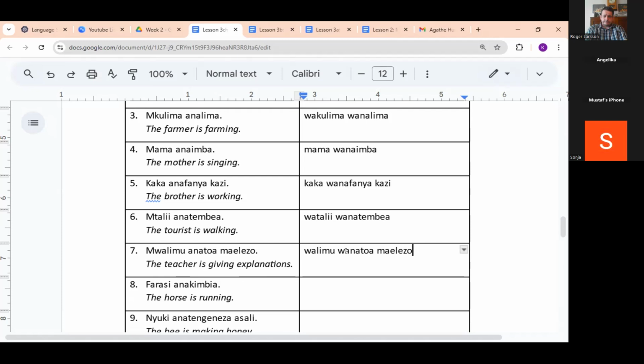Farasi anakimbia. Kaka Musaf. Farasi wanakimbia. Asante sana.